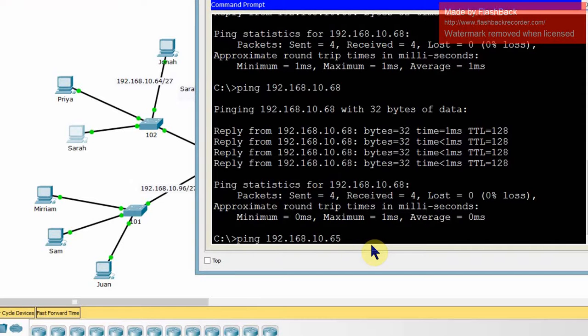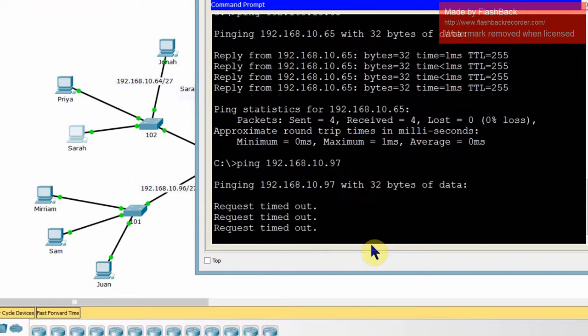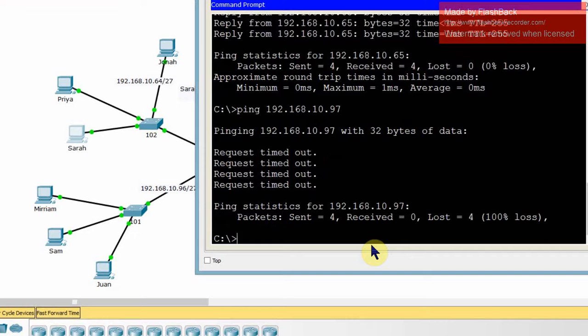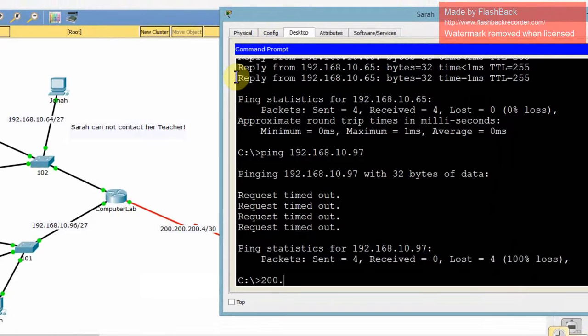Can she ping her network? Can ping that. I mean, you can always get to the end of it and find out that her computer's fine and it's the teacher's computer that can't talk, but we'll see. Let's see, can she ping the other one? So, she cannot ping outside of the switch. Let's see, can she ping the router?